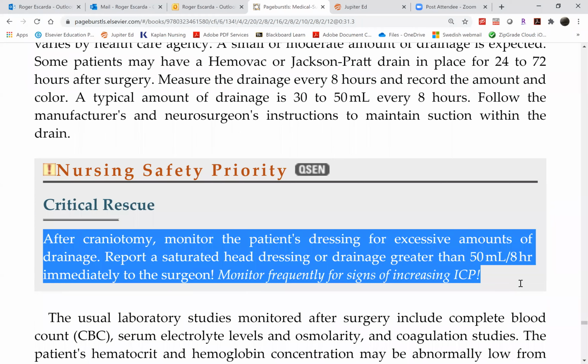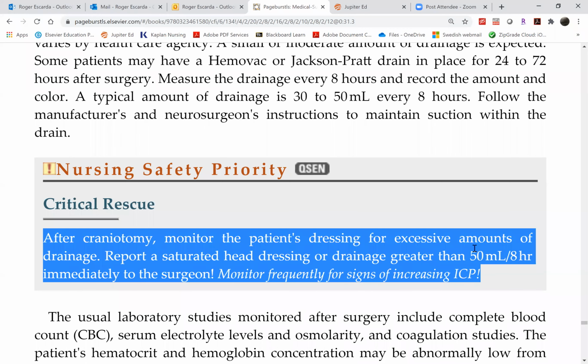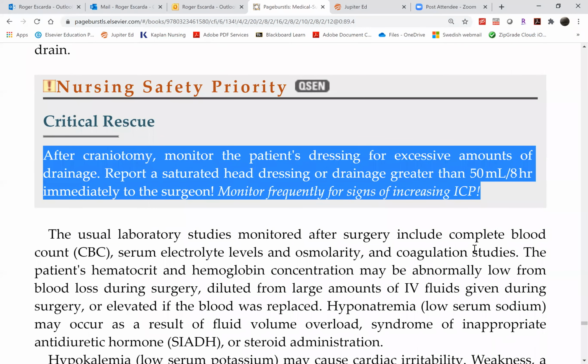After craniotomy, monitor the patient's dressing for excessive amounts of drainage. Report a saturated head dressing or drainage greater than 50 ml every 8 hours immediately to the surgeons and monitor frequently for signs of increasing ICP.